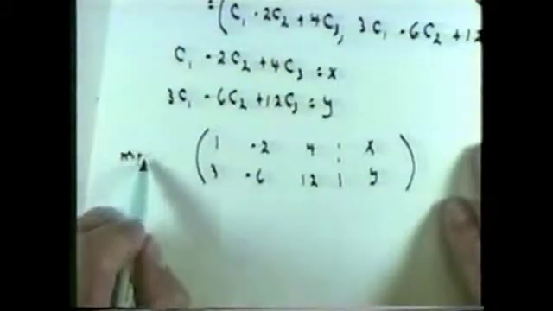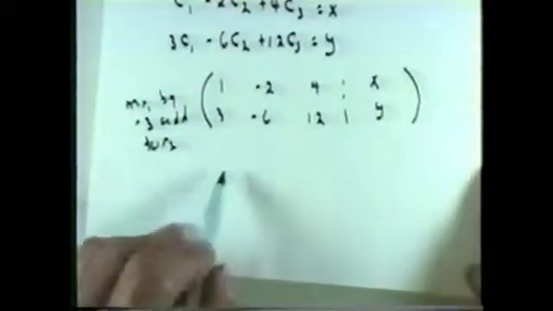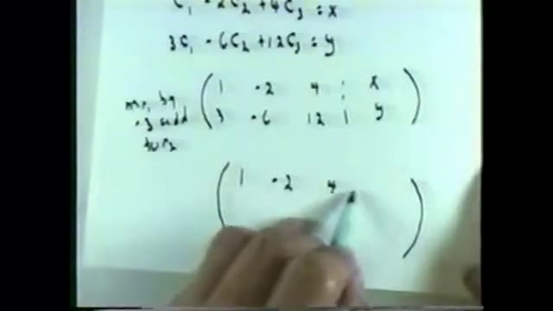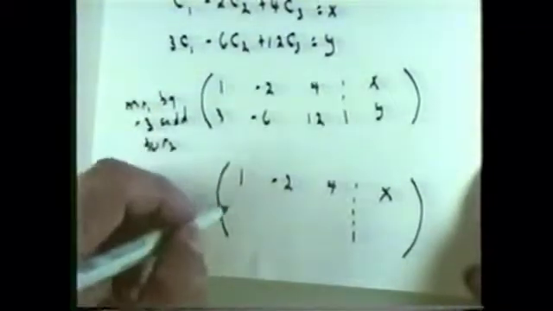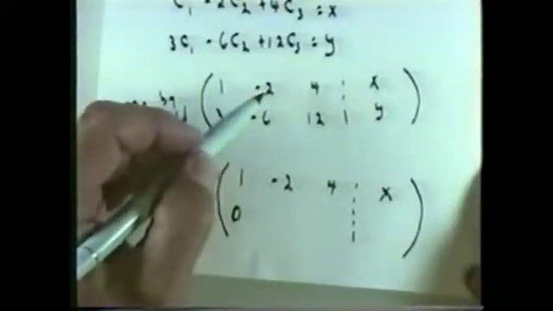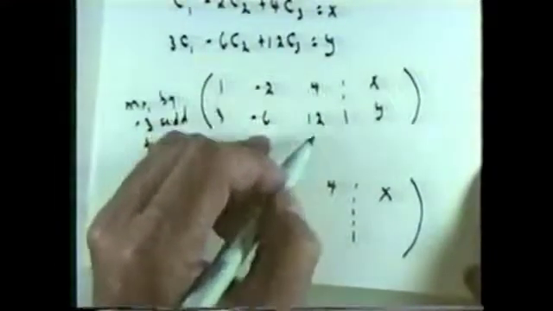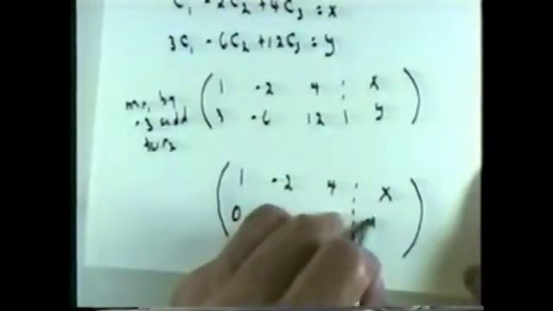Let's multiply row 1 by -3 and add to row 2. Row 1 stays (1, -2, 4 | x). Now for row 2: -3 times 1 is -3, plus 3 is 0. -3 times -2 is 6, 6 minus 6 is 0. -3 times 4 is -12, -12 plus 12 is 0. -3 times x is -3x plus y.